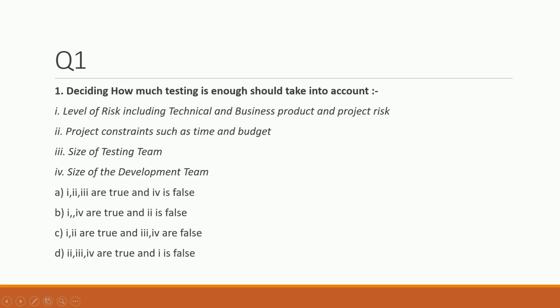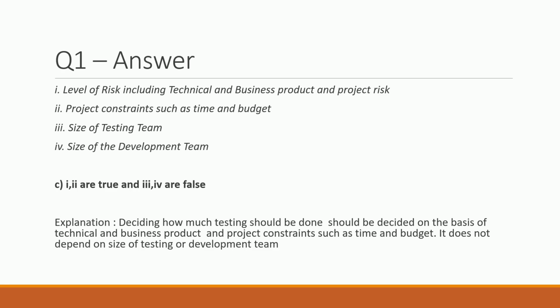So the first question is: deciding how much testing is enough should take into account the level of risk, including technical and business product and project risk, project constraints such as time and budget, size of testing team, size of development team. So the correct answer is C, where 1 and 2 are true. Deciding how much testing should be done should be based on the level of risks and the project constraints such as time and budget. It should not depend on the size of the testing team or the size of the development team.